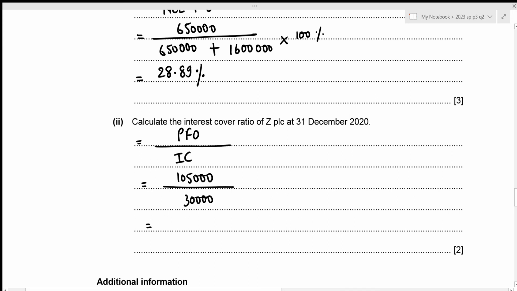Now the interest cover ratio of ZPLC at 31st December 2020 is going to be 105,000 divided by 30,000, which results in 3.5. And the unit for the interest cover ratio is times. So let's write it down as well. Now we can move towards the fourth part.